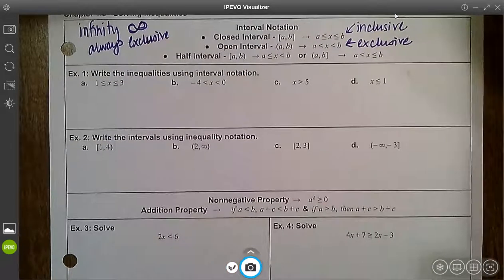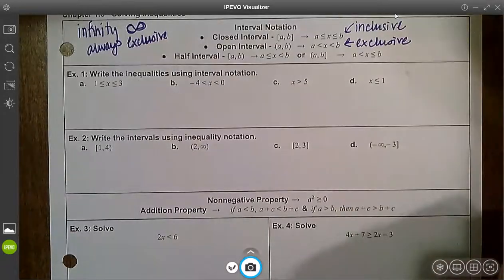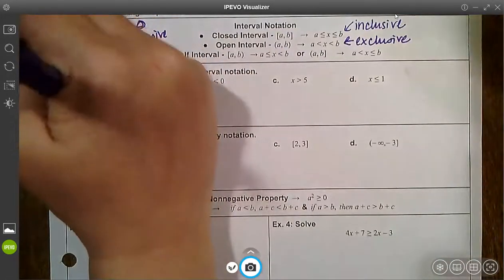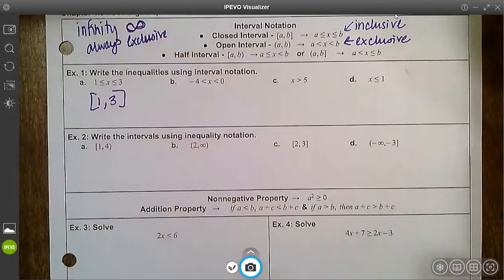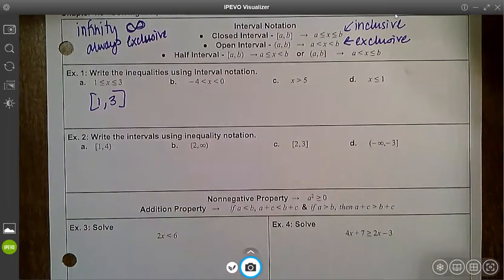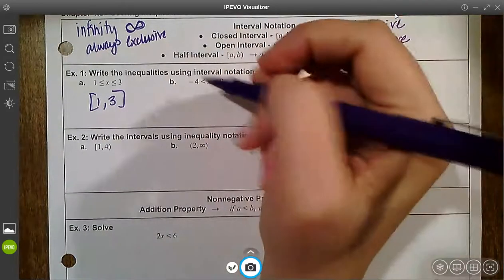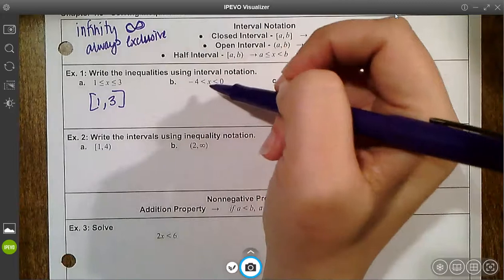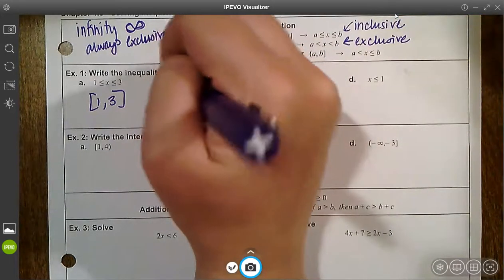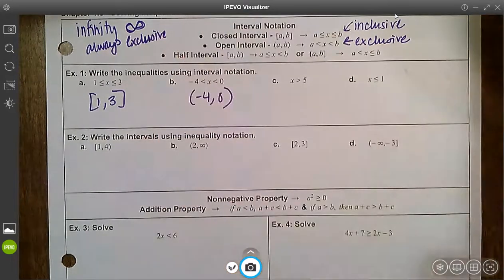So we're going to write these using interval notation. From 1 to 3, you always write from the least to the greatest, so left to right. These are both inclusive, so we're going from 1 to 3 with the hard brackets. From -4 to 0, this is saying -4 is less than x is less than 0. Because it's not got the or equal to, we write it with the parentheses or the soft brackets.